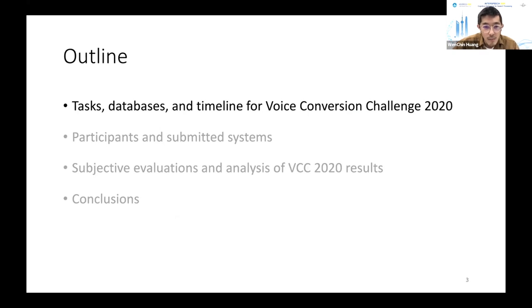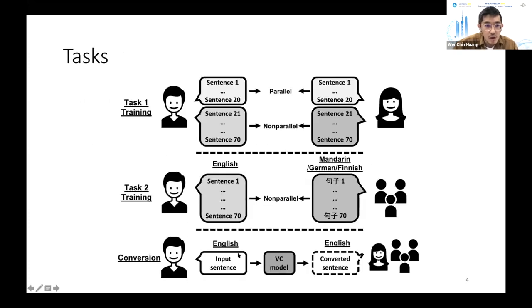All right, so as we mentioned at the very start of this workshop, VCC is a biannual scientific event that tries to compare different VC technologies by looking at a common database. So this year, we introduced two tasks. The first task is intralingual semi-parallel voice conversion. When we say intralingual, we mean that the source and the target languages are the same. And this year, we set it to English.